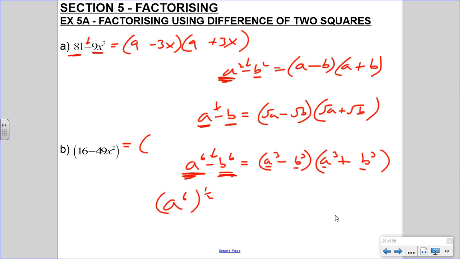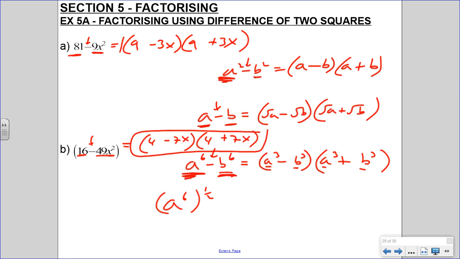Let's try another one. So you've got a minus between two terms. Okay, great. So minus plus. Square root of the first thing is 4. Square root of the second thing, so square root of 49 is 7. Square root of x squared is x. So you're done. It's always good to box your final answers. All right?